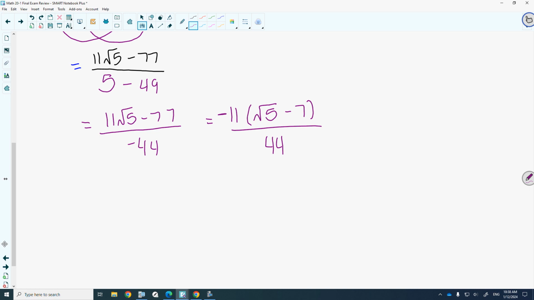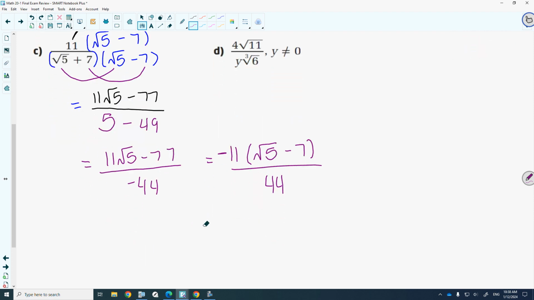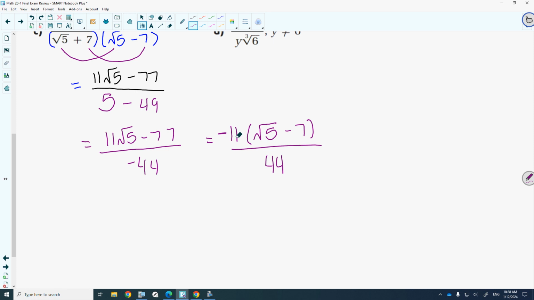This question could be checked on your calculator. These two should be equivalent if you did it correctly. Yes. Oh yes, let's reduce this even more. 11 goes into 11 once, and it goes into 44 4 times.